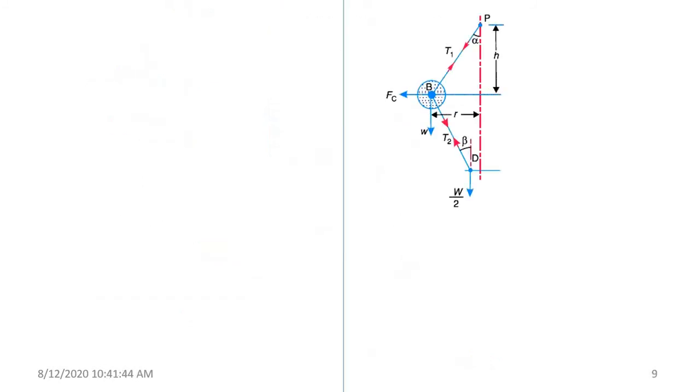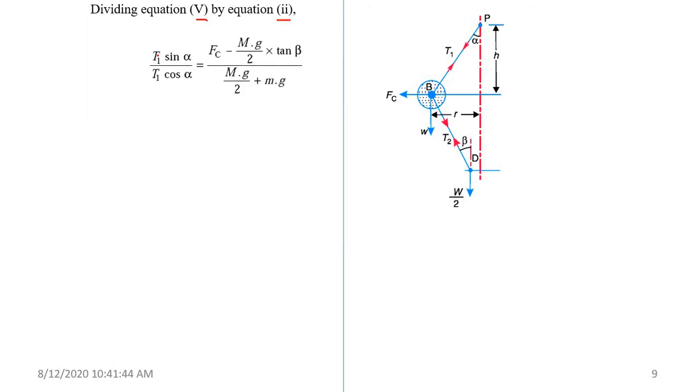Finally, dividing equation 5 by equation 2. Equation 5: T1 sin alpha is equal to Fc minus mg divided by 2 into tan beta. Equation 2: T1 cos alpha is equal to mg divided by 2 plus mg. Next, the denominator value goes to the right hand side. Here sin alpha divided by cos alpha is equal to tan alpha. So tan alpha is equal to Fc minus mg divided by 2 into tan beta, divided by mg divided by 2 plus mg.